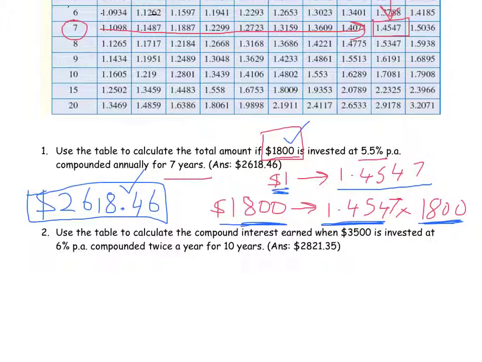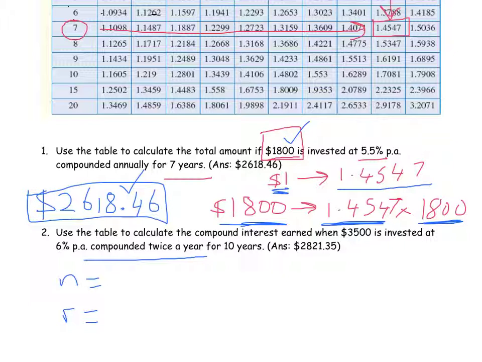Okay, now the second question, let's have a look at that. We've got to use the table to calculate the compound interest earned when $3,500 is invested at 6% per annum compounded twice a year. Now be careful here. The interest is not calculated yearly, it's calculated twice a year, or in other words, every half year. Now, just like we did before in the previous exercise, I would work out what N and R are in terms of half years.